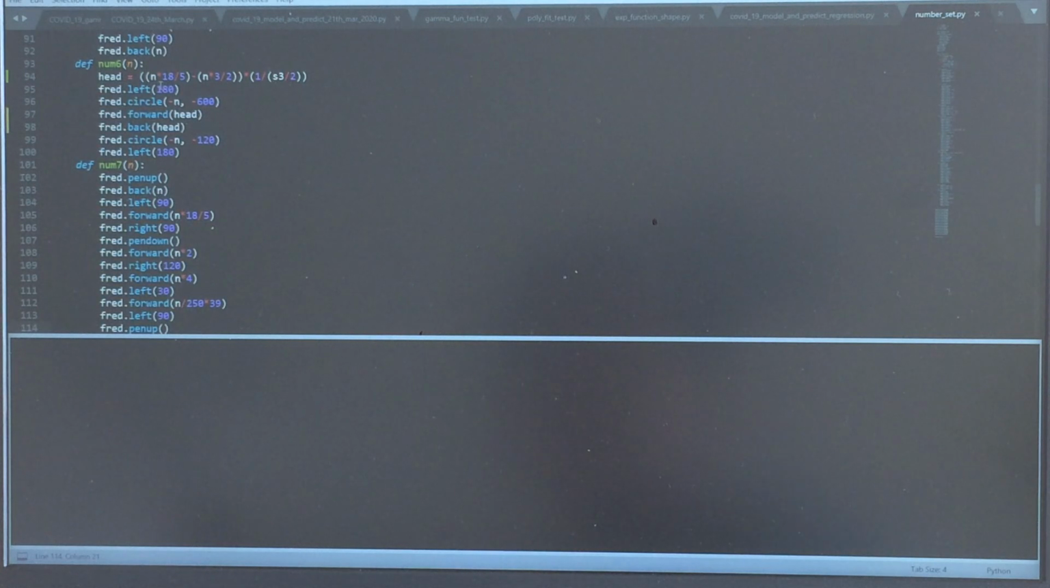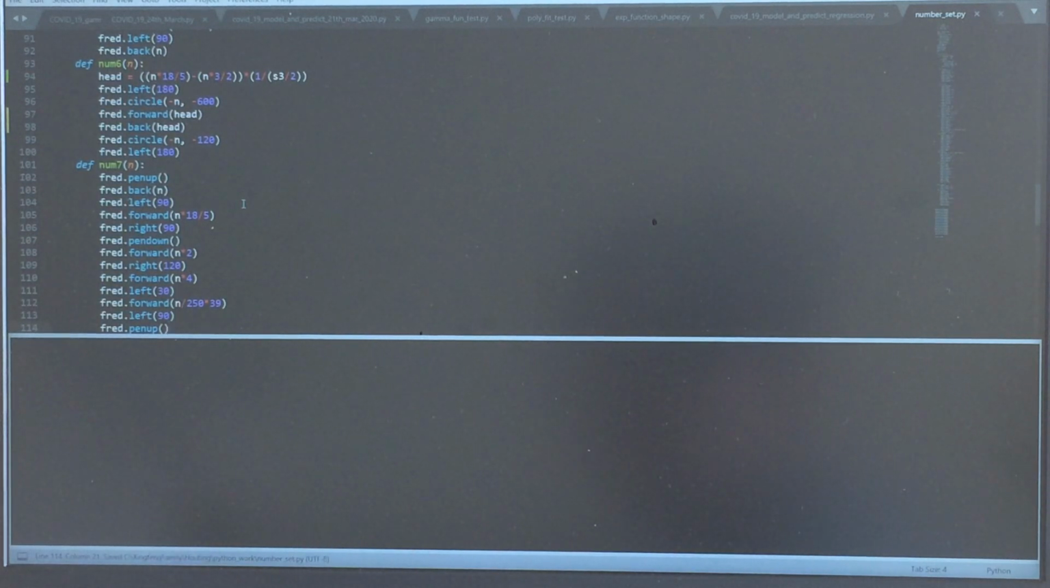Thread.left 180. It makes a circle. Thread.left 180. And then it's facing left, so it makes a circle counterclockwise. So it makes a circle clockwise, and minus 600, and for 600 degrees, it goes backwards for 600 degrees.